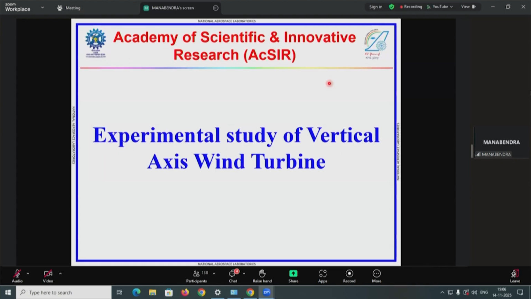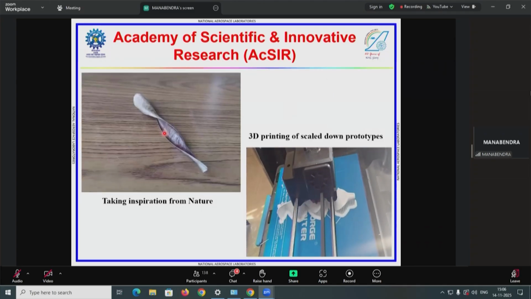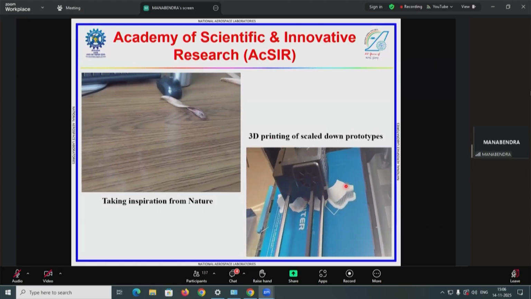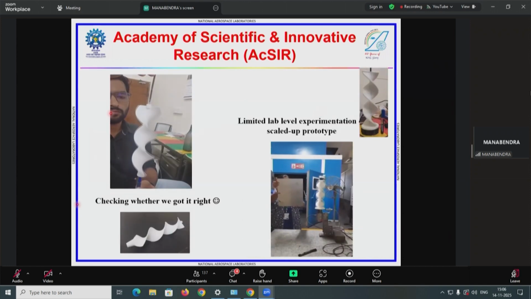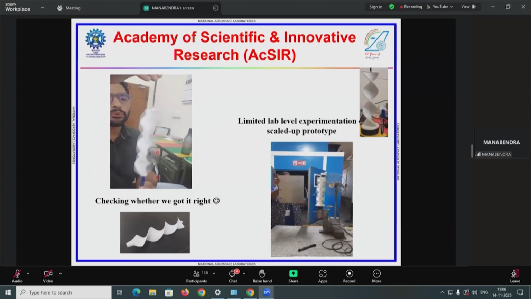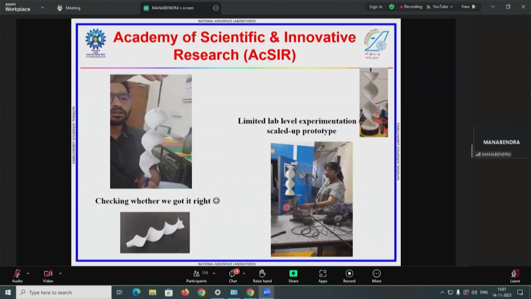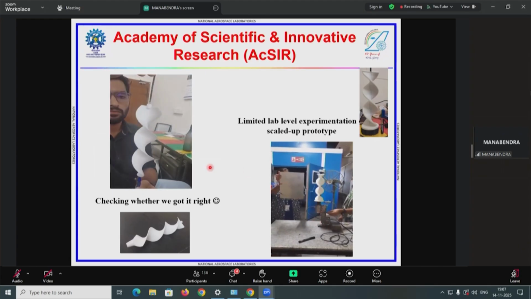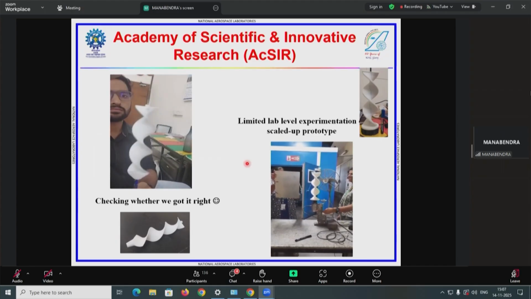Of course, my affiliation with ACSIR helped us to also understand these things from an experimental point of view. So basically, as we said, we tried to take inspiration from nature, and then we tried to mimic them in engineering form by printing the shape using the latest 3D printing technologies, and then also checking whether we have got the things right or not by just holding the rotors with, say, two refills and just blowing some air manually, or doing a proper lab level controlled experiment over here with proper data acquisition, and trying to understand what the aerodynamics of this is. So this was something which we did experimentally.